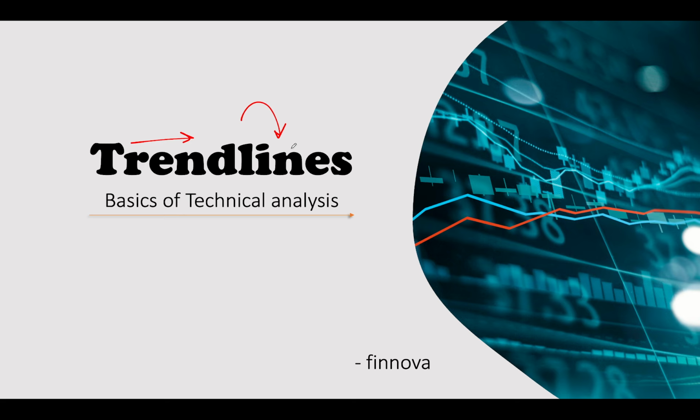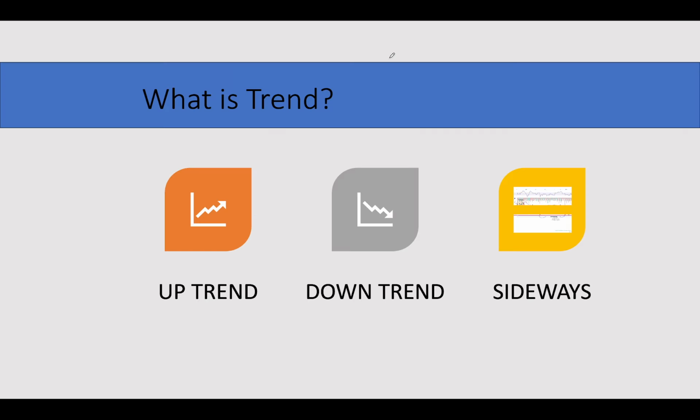Trend lines are basically lines that identify the direction of the trend, in which direction the trend is for that particular instrument. To understand that, we first have to understand what a trend is. Basically, trend is the direction of the market. That could be of three types.